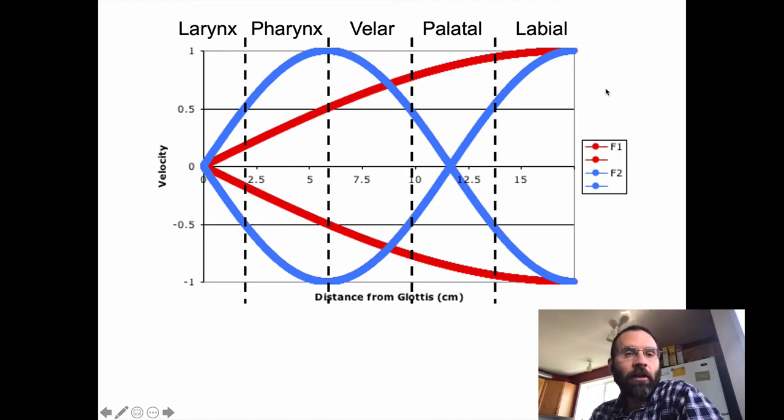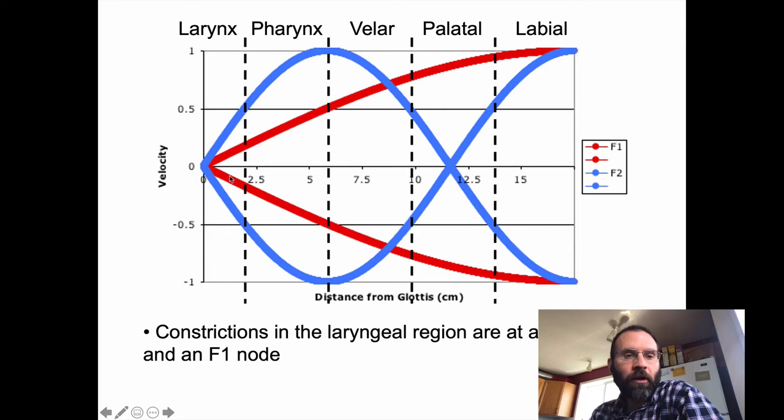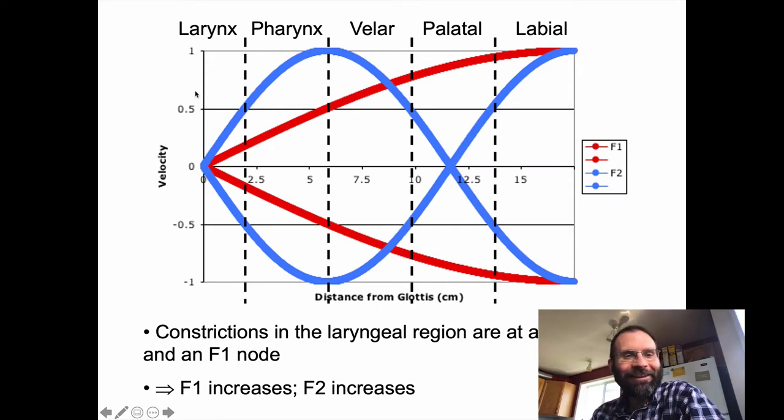And then lastly, all the way back at the larynx, we're close to a node, or basically at a node, for both of those. And if we constrict there, that should raise both formant frequencies for that region. Okay, we'll make it through this.